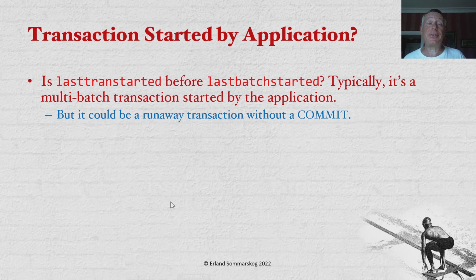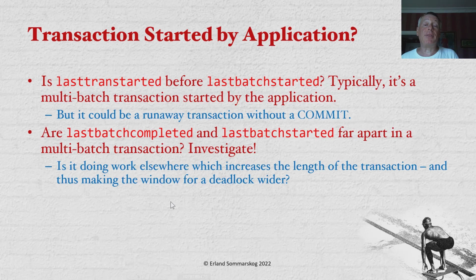Now, then look at last batch. If you have a multi-batch transaction, look at last batch completed and last batch started. Are they far apart? If you don't have a multi-batch transaction, they can be hours apart, no problem. But if last trans started is before last batch started and last batch completed, and these are, let's say, 2 seconds apart or 5 seconds apart, that's kind of weird, because then the application is doing a lot of things between the calls. That's worth investigating, because that is making the transaction longer and the window for the deadlock wider. That's absolutely something to look into.